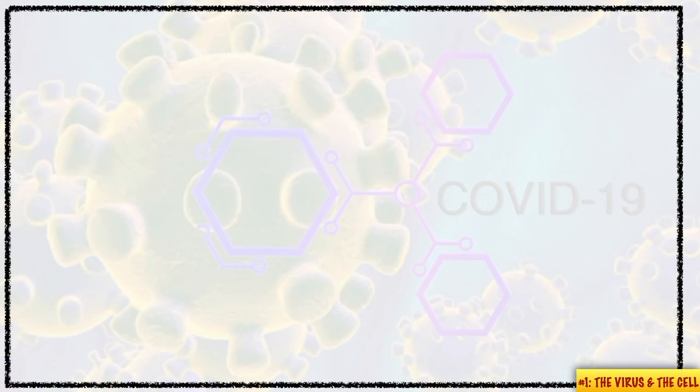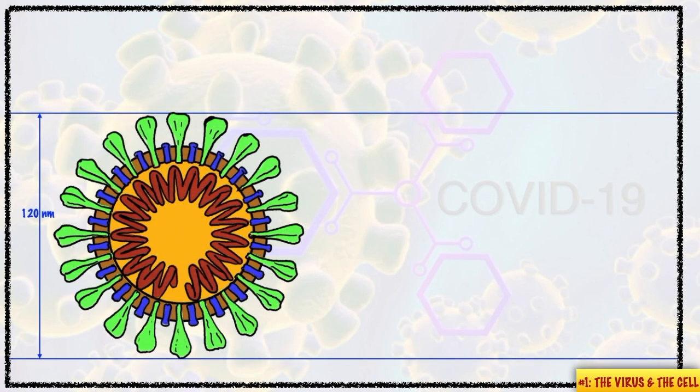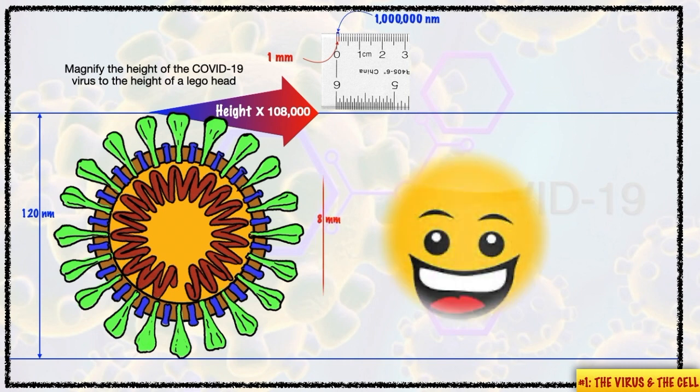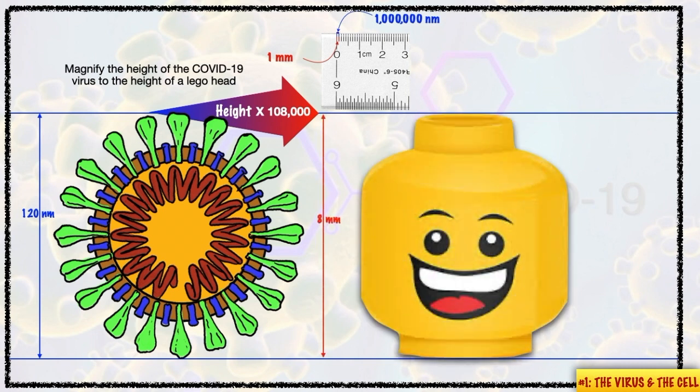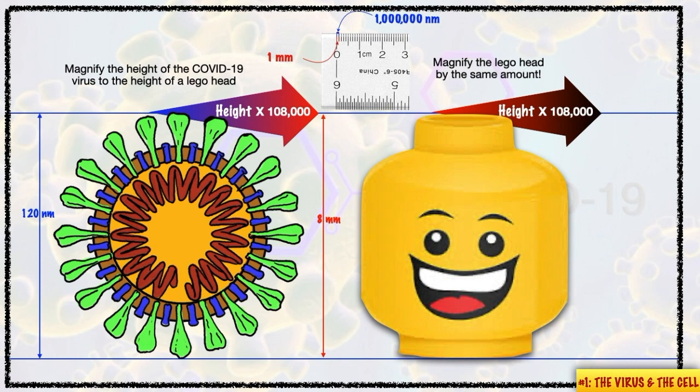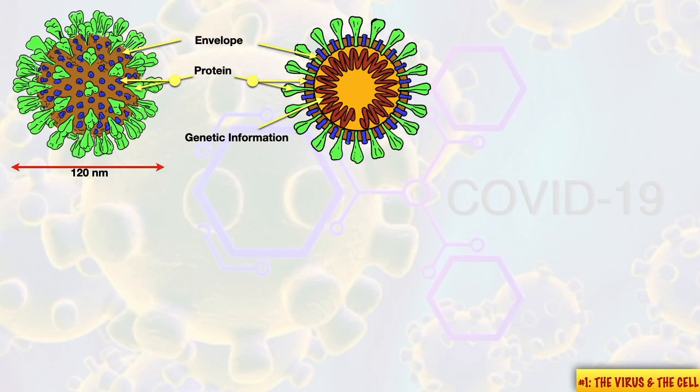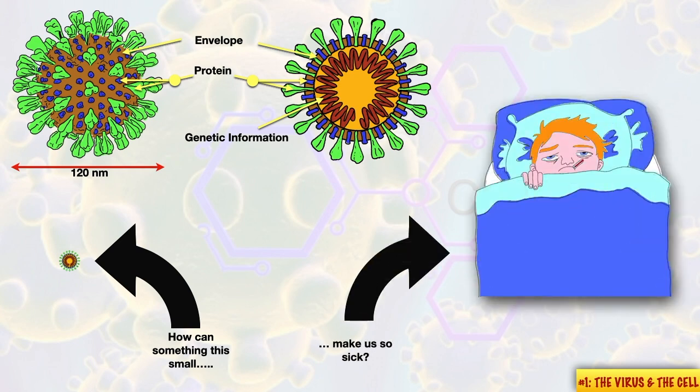The smallest unit on a ruler is 1 millimeter, and there are 1,000,000 nanometers in 1 millimeter. To make a virus particle as big as a Lego head, we would have to magnify its height by 108,000 times. If we magnify the Lego head by the same amount, it would be 1.4 kilometers high, a tower over the world's tallest buildings. So how can something this small make us so sick?